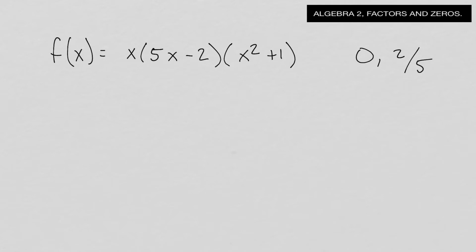And now let's find the 0 for this one, x squared plus 1. So we have x squared plus 1 equals 0. Subtracting 1 from both sides, we have x squared equals negative 1. Now to solve this for x, I'm going to have to introduce a square root to both sides. See, there was no square root there.